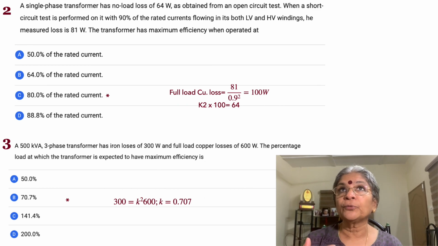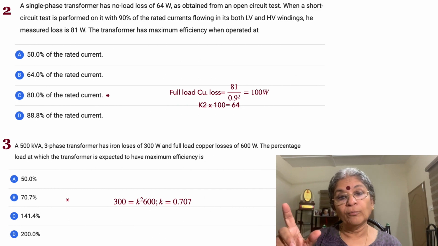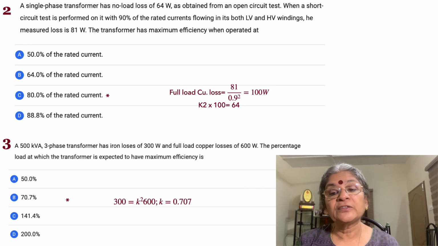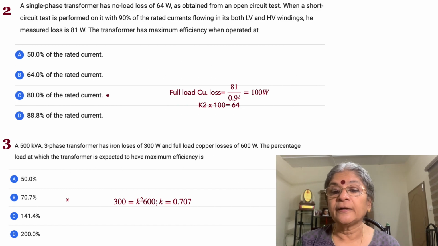So it's very clear that the full load loss would be different. How much would it be? K square W is equal to 81, and K is already given as 90%. So the full load copper loss is 81 divided by K square, that is 0.9 square, which gives us 100 watt. The question is at what load the transformer has maximum efficiency when operated. So that's what we are trying to find out.